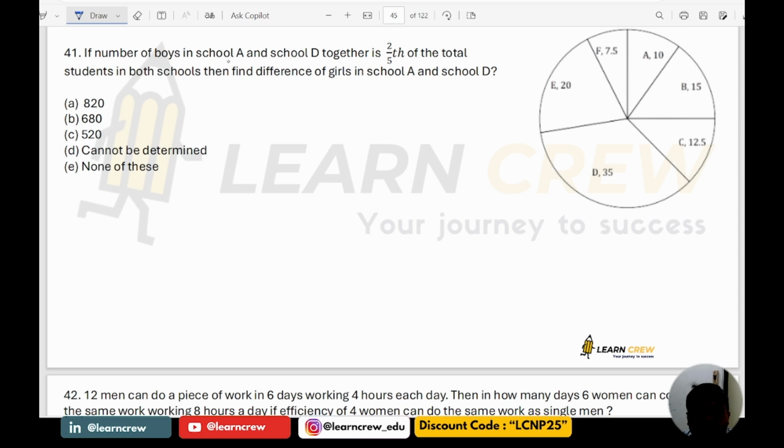If the number of boys in school A and school D together is 2/5 of the total number of students in both the schools, find the difference of girls in school A and school D. So here no values are given. What is A total? What is D total? What are the total girls? Nothing is given. So the answer cannot be determined.